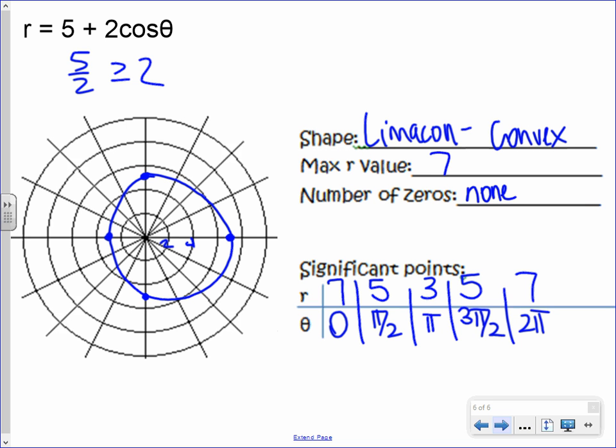Okay. So like this coordinate, 5 pi over 2, I could write as -5, 3 pi over 2, because we could rotate to 3 pi over 2 and walk backwards 5.